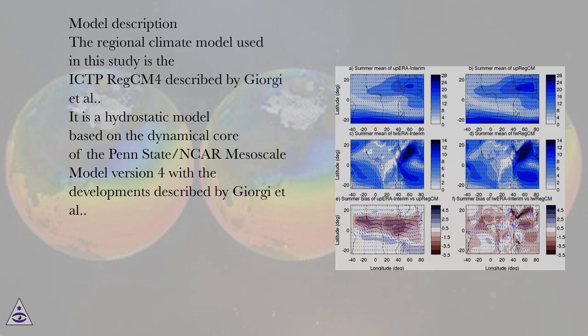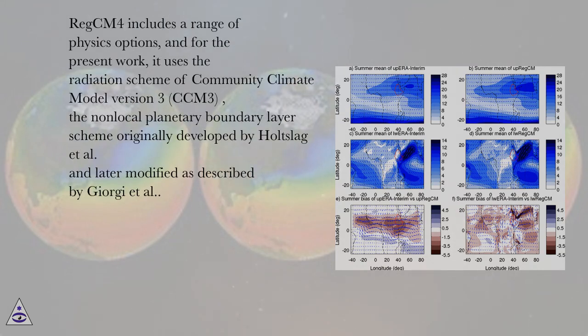Model description. The regional climate model used in this study is the ICTP RegCM4 described by Giorgi et al. It is a hydrostatic model based on the dynamical core of the Penn State/NCAR mesoscale model version 4, with the developments described by Giorgi et al. RegCM4 includes a range of physics options, and for the present work, it uses the radiation scheme of Community Climate Model version 3, CCM3, the non-local planetary boundary layer scheme originally developed by Holtslag et al. and later modified as described by Giorgi et al.